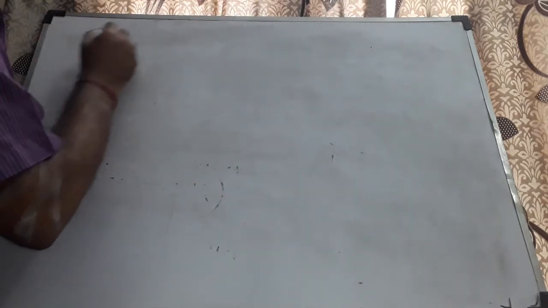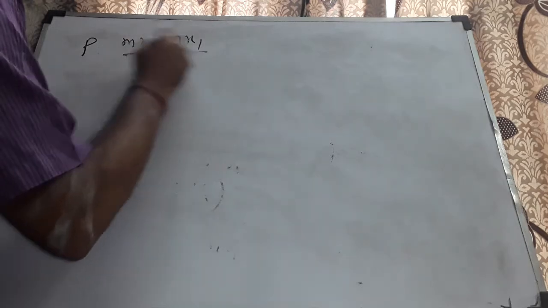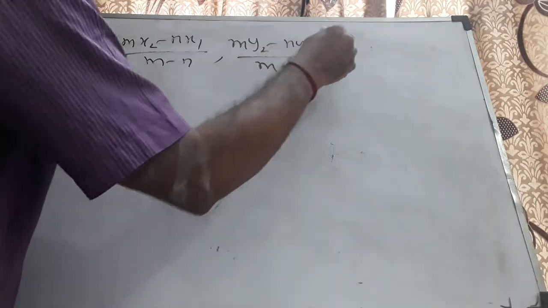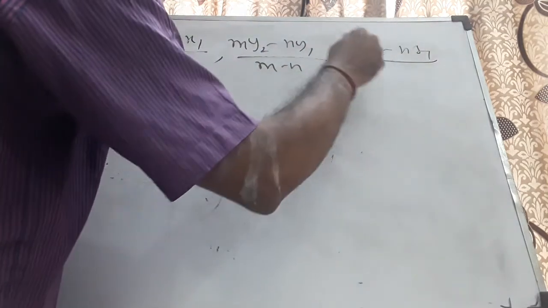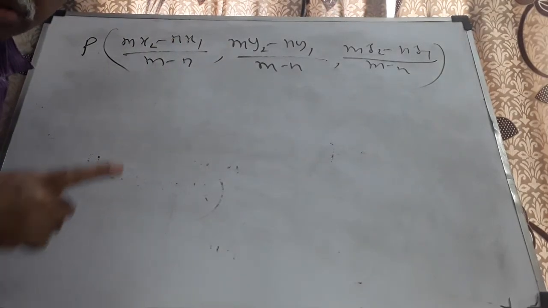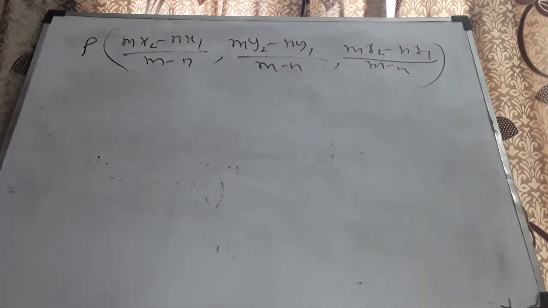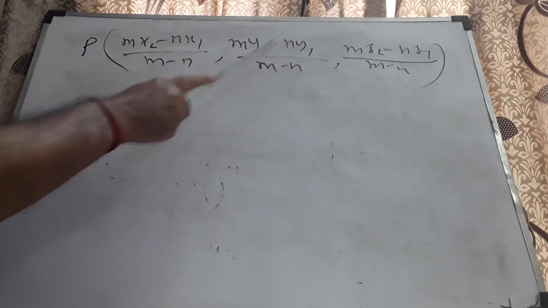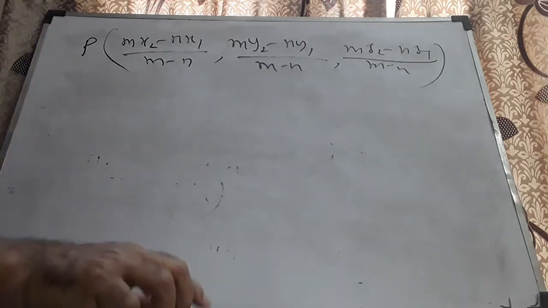Coordinates of P will be (m x2 minus n x1) by (m minus n), similarly (m y2 minus n y1) by (m minus n), (m z2 minus n z1) by (m minus n). This is how you get it. In the previous formula, replace the plus sign between the two terms in every numerator and denominator with a minus sign. For the point P which divides AB externally in the ratio m is to n, we have coordinates (m x2 minus n x1) by (m minus n), (m y2 minus n y1) by (m minus n), (m z2 minus n z1) by (m minus n). We will just derive one more formula.